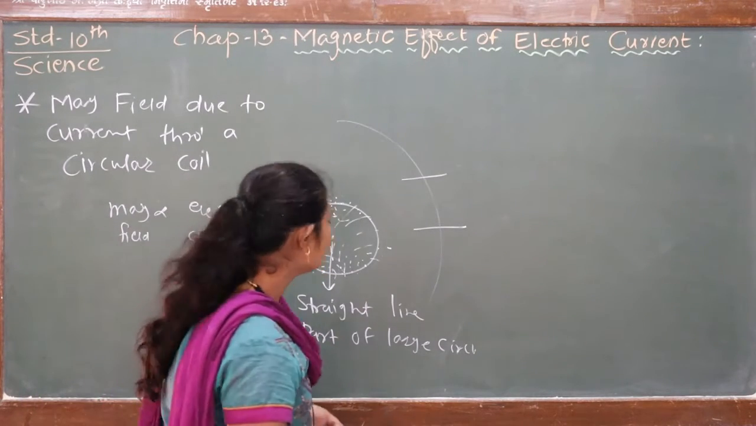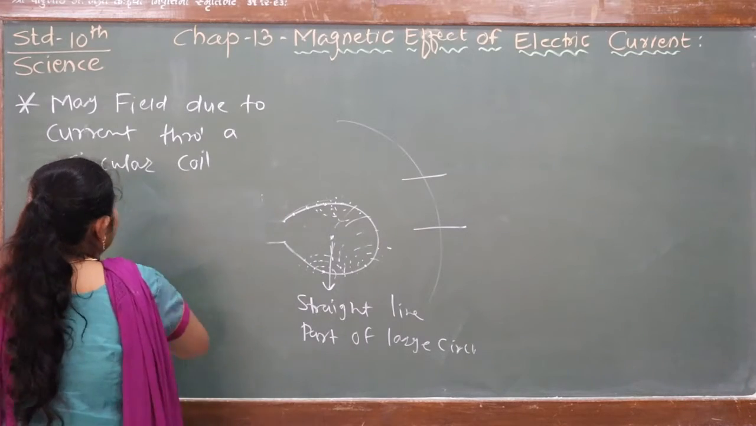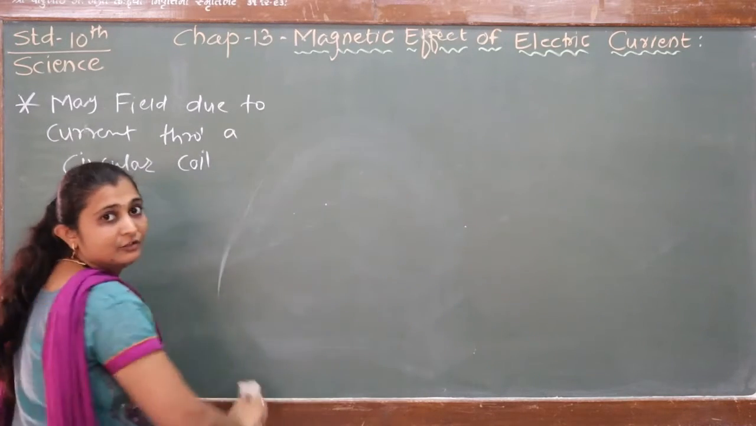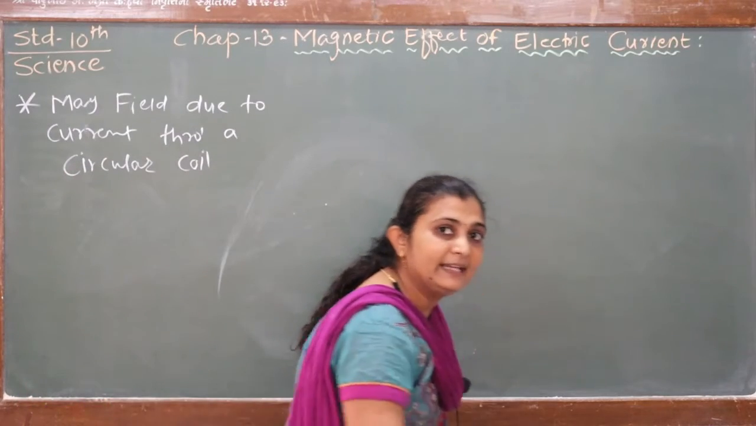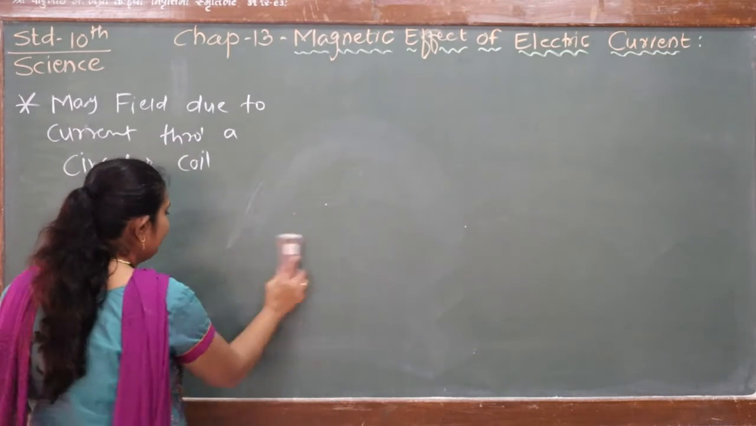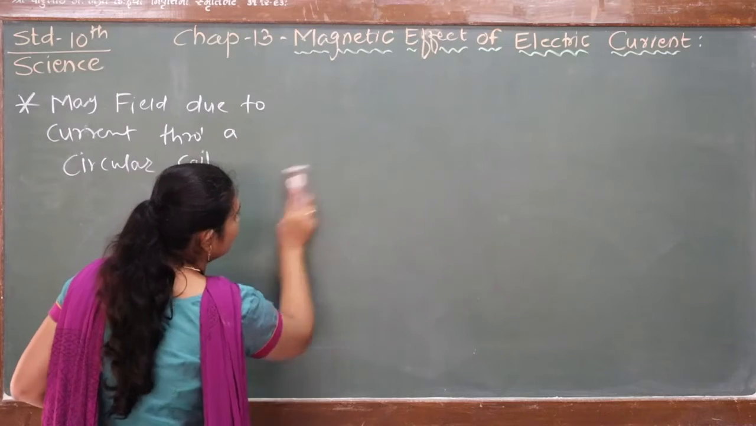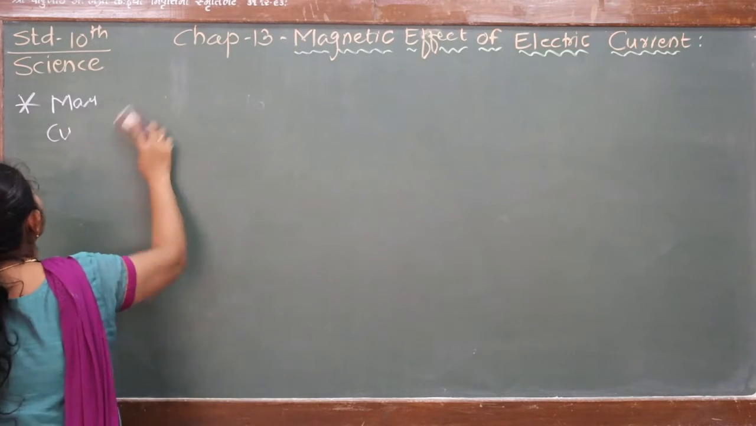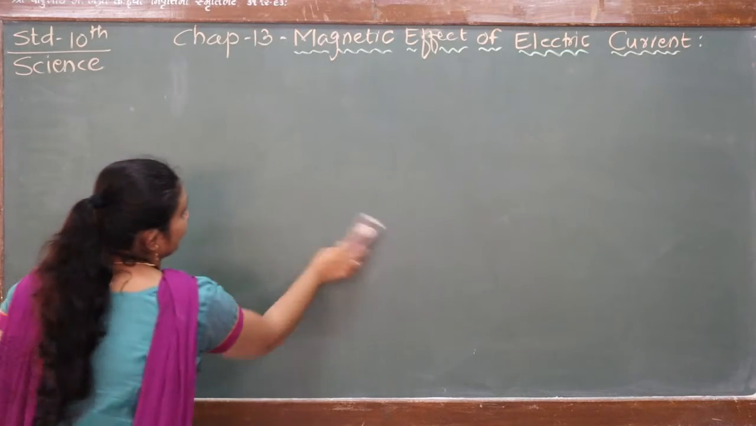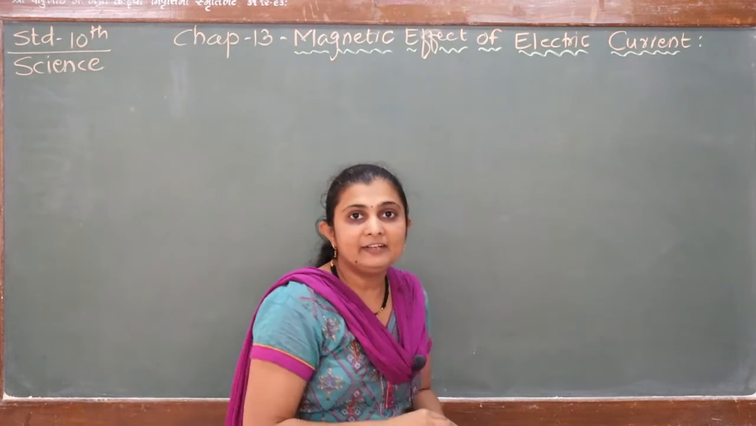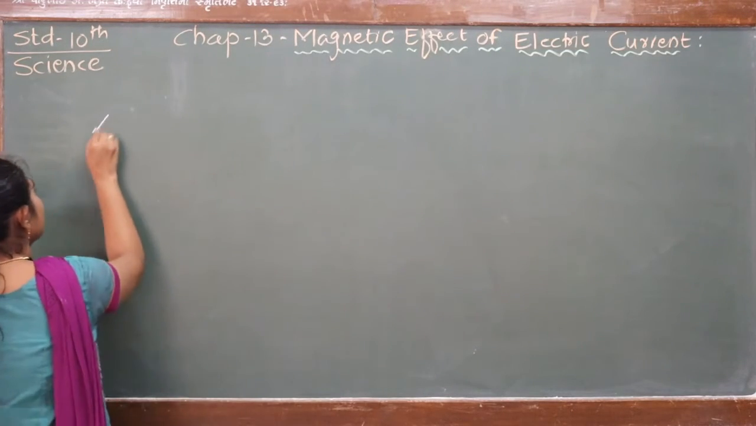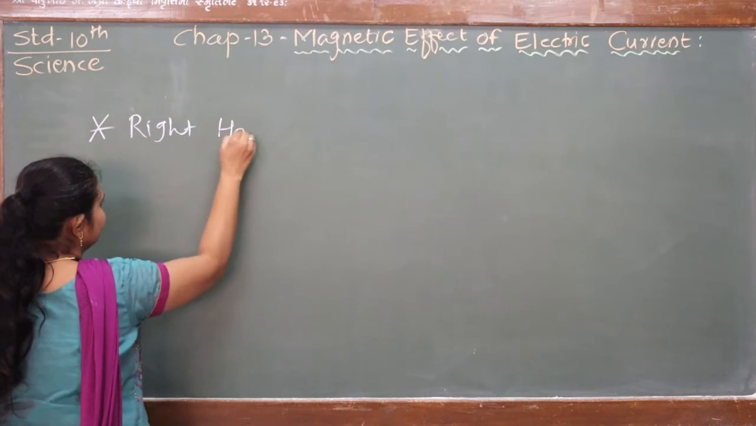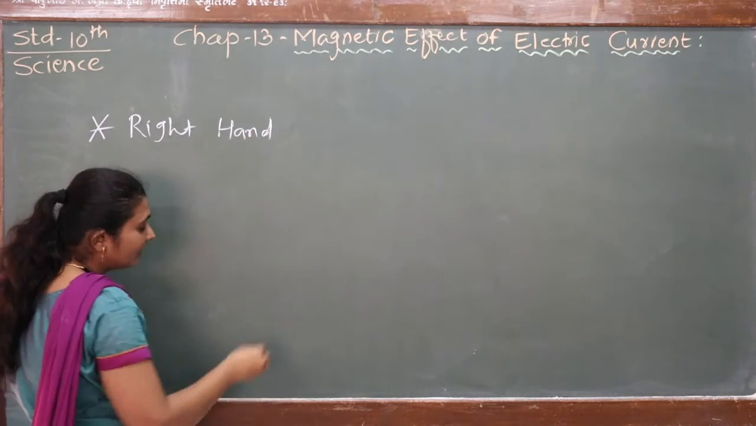Now how do you know the direction of the magnetic field? In the previous video we already discussed that magnetic field is a vector quantity, means it has magnitude and direction both. Then how do we calculate the direction of the magnetic field? For that we have to use one rule, the right hand thumb rule.